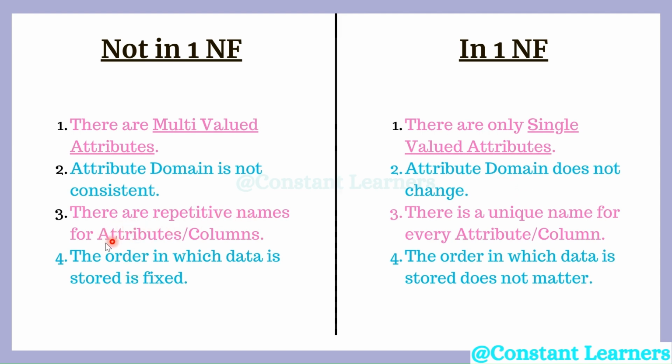If there are repetitive names for columns or attributes, then again it will not be in first normal form. There should be a unique name for every attribute or column, right? If the order in which data is stored is fixed, then it will not be in first normal form. If the order in which the data is stored does not matter, then the table will be in first normal form.